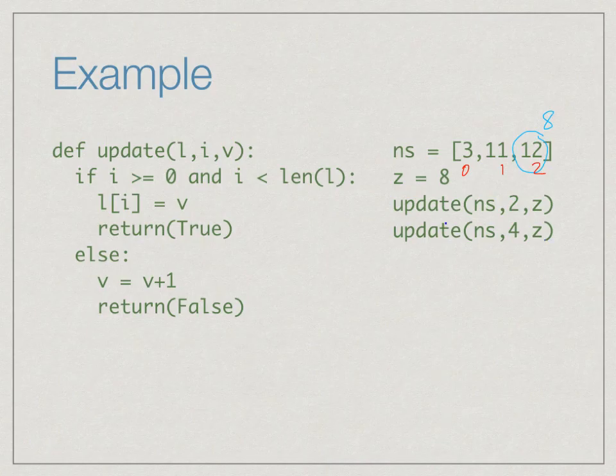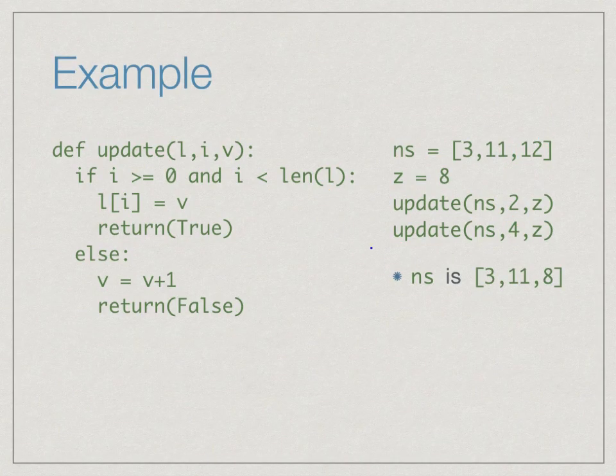Now as we saw, if the position is 4, then this if will fail. So it will instead go here. So this won't work, and it will go here. And what will happen inside the code is that v will be incremented. Now v has been copied from z. The question is, what happens to z?